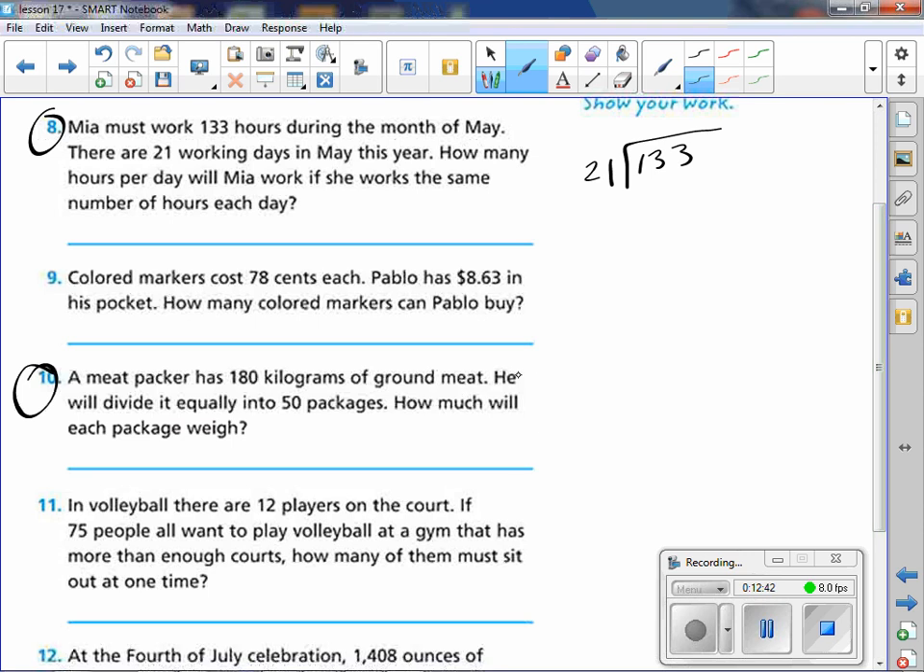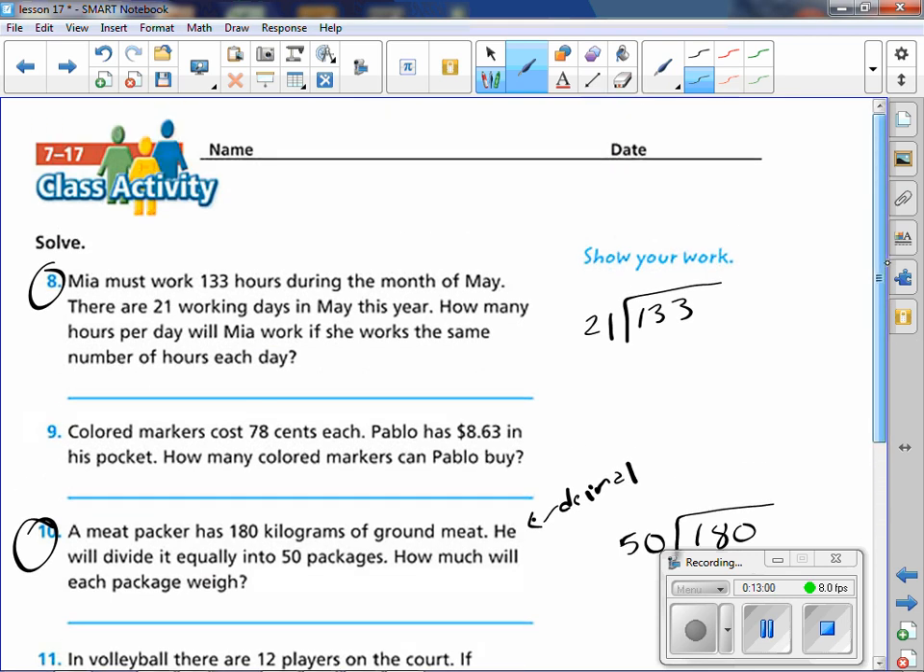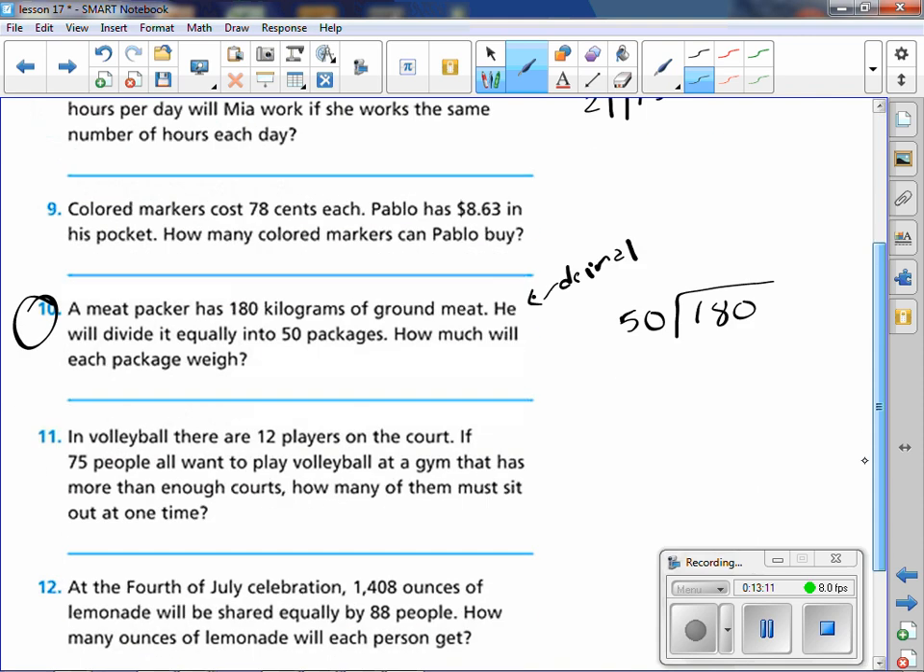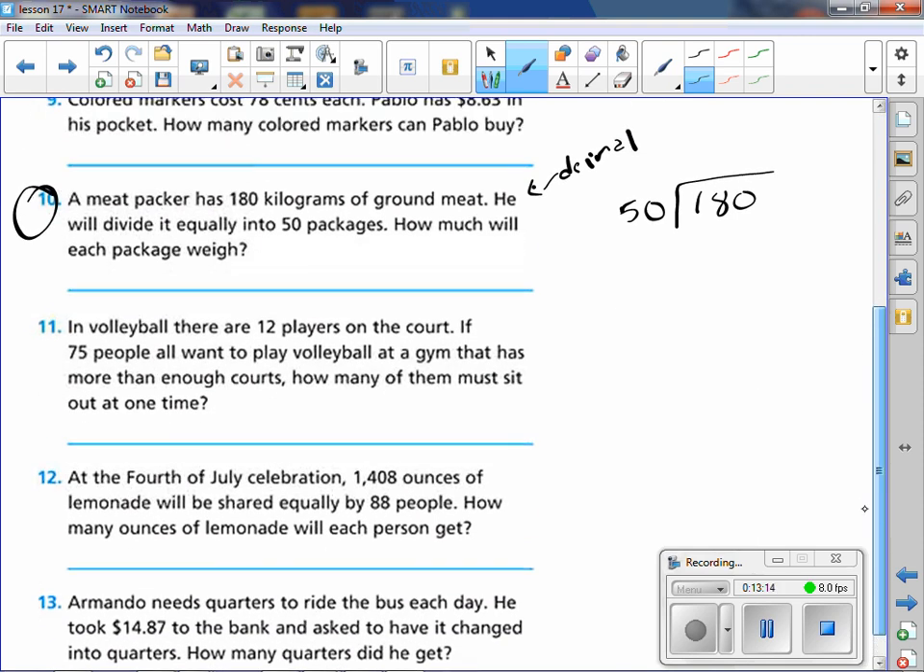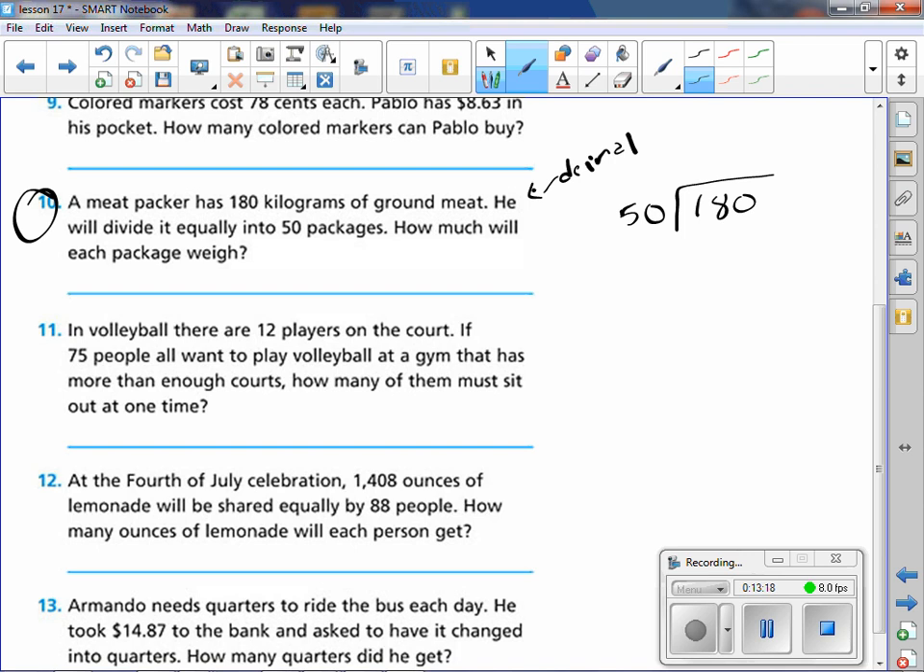Okay, and then we've got a meat packing plant, 180 kilograms of ground beef, and he's going to divide it into 50 packages. So how much is going to be there? So this one you're going to go to decimal form. And this one, you're going to go ahead and make it a fraction. Okay, make this a fraction. All right, choose one more on this page to do, and then come back and we'll talk about them in class tomorrow. This is where we'll start.